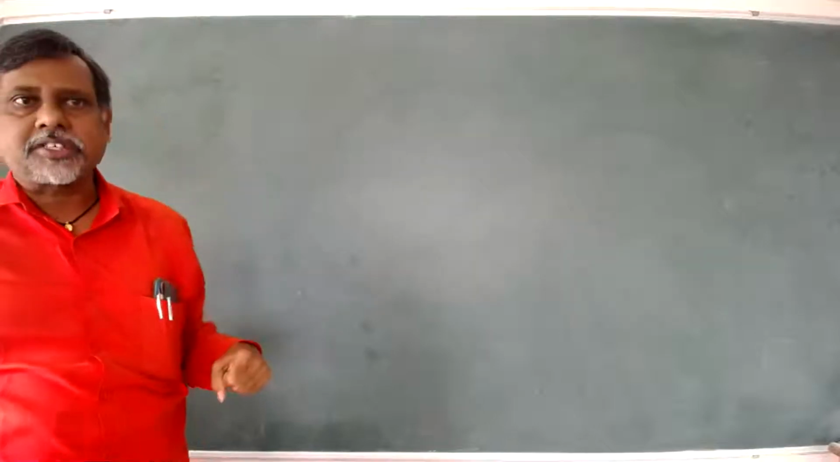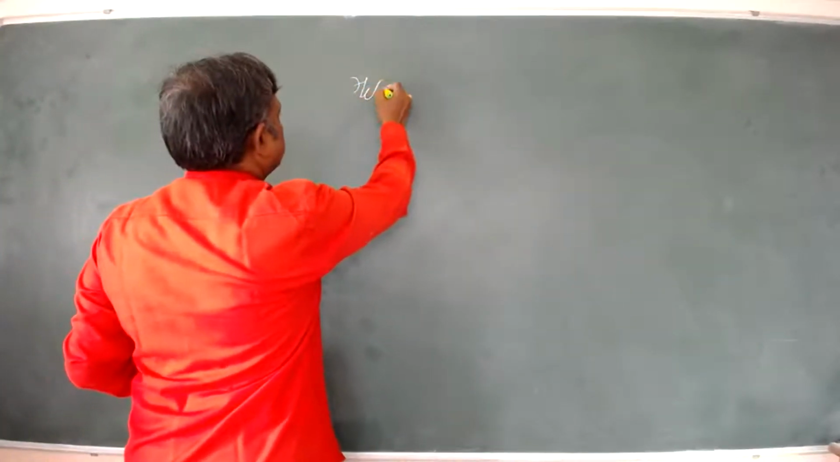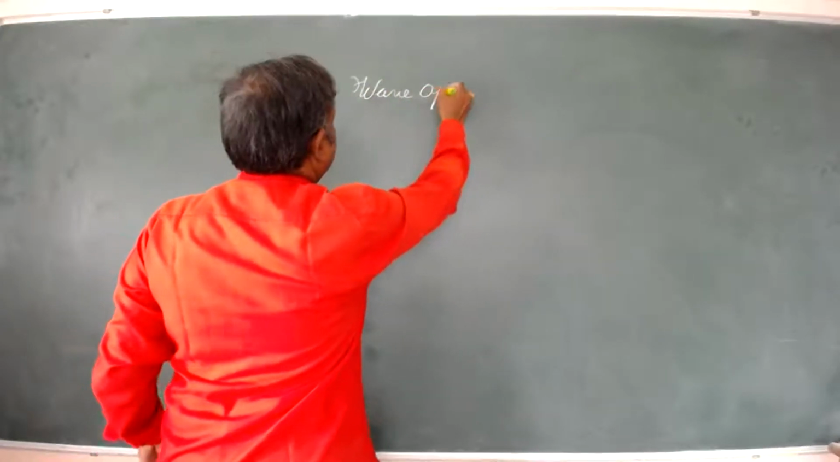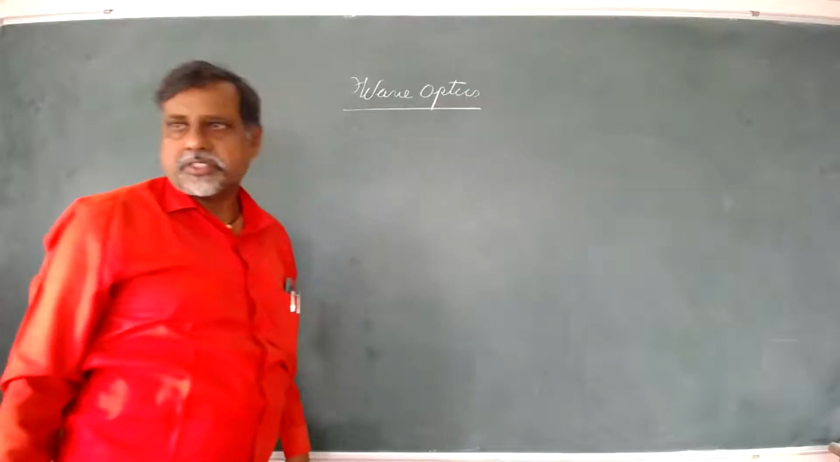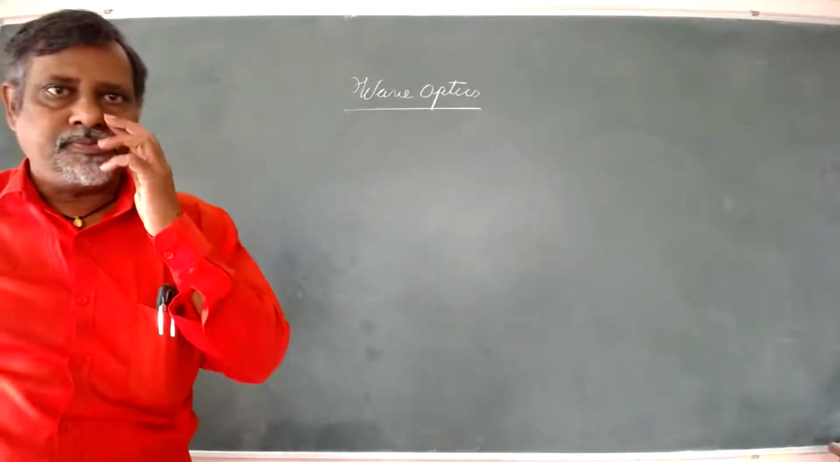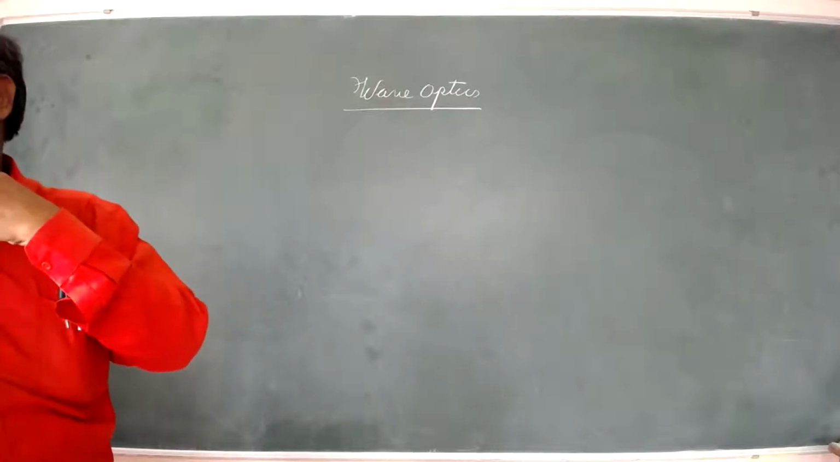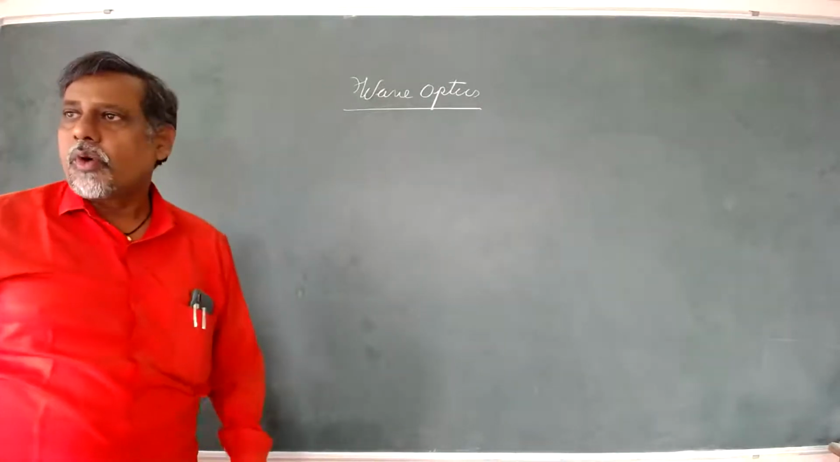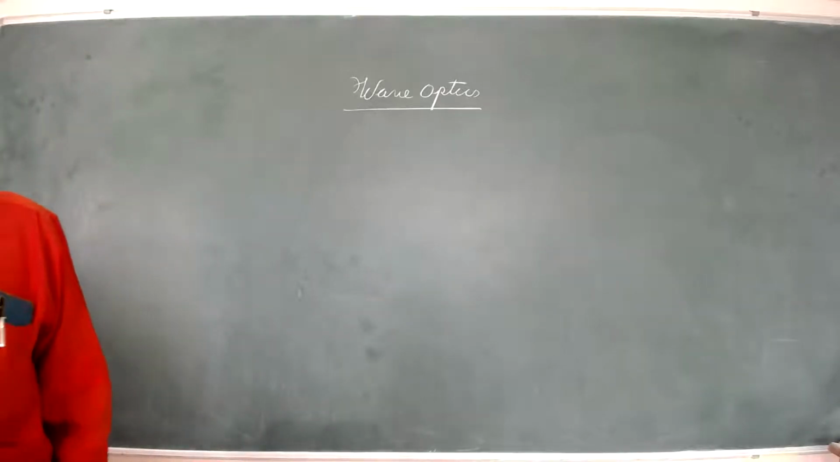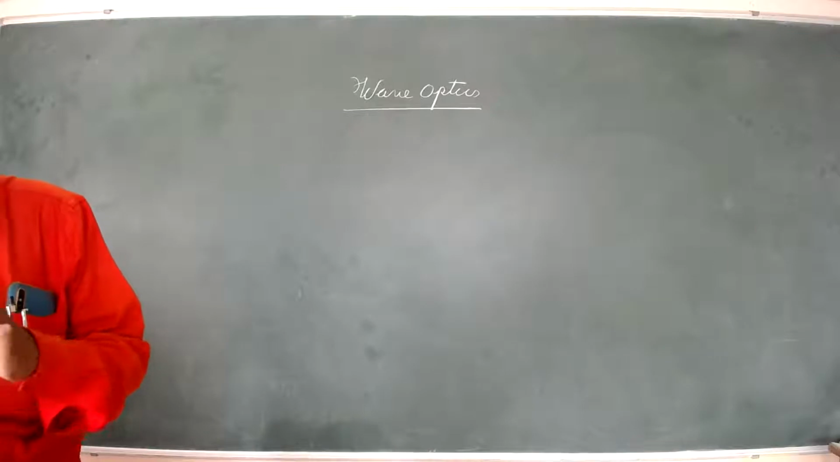We need to complete the second chapter of optics, that is wave optics. Wave optics, we need to discuss wave optics. But see here, wave optics is another version of optics. In wave optics, mainly what we see is the complete propagation of light in the form of waves.